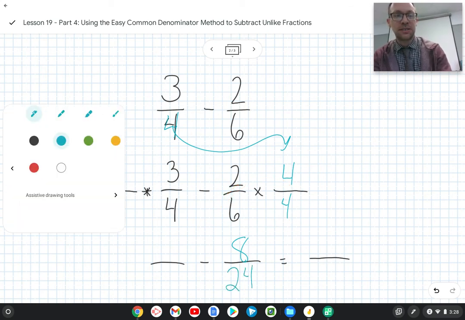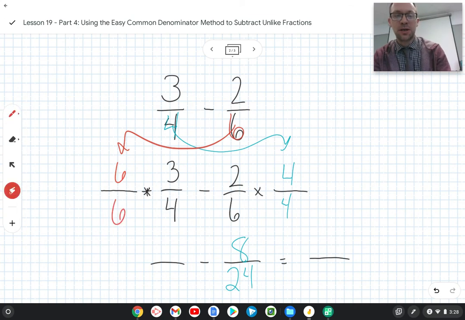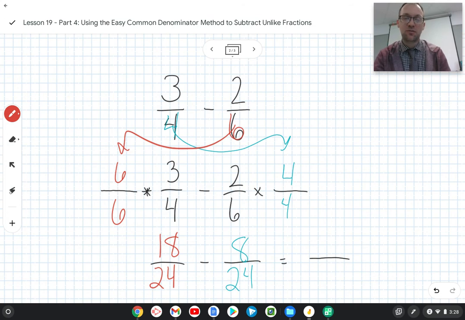And then we'll take our second denominator, the 6, and we'll bring it over here and multiply it by both the top and bottom numbers of our first fraction. So 6 times 3, that is 18. And 6 times 4, well, that's 24. Thank you, reflex math. So now we have two fractions that have two important features.